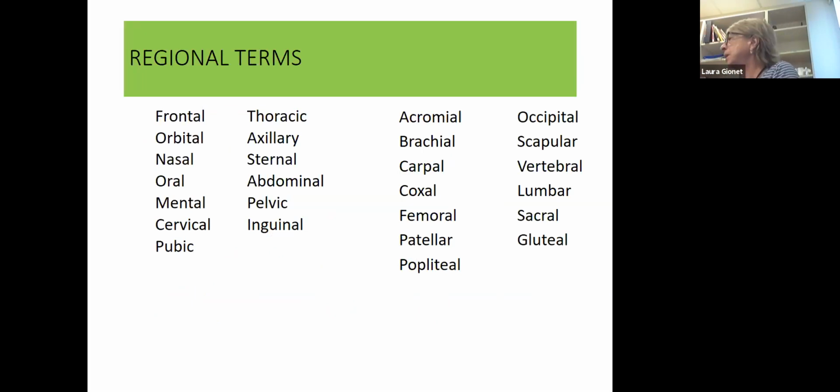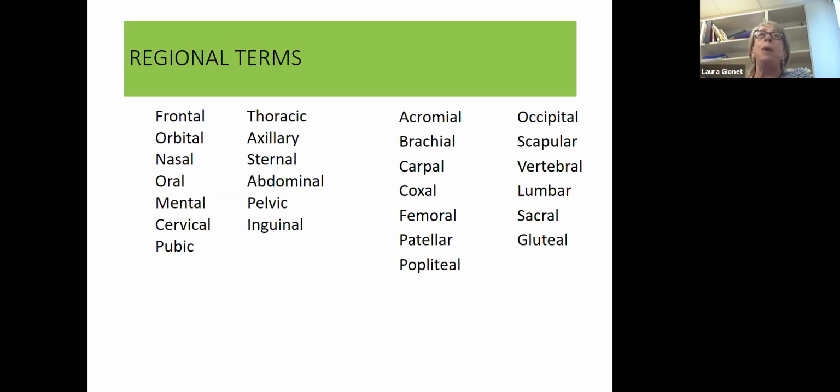Regional terms. Regional terms are kind of AKAs for areas of the body. Frontal refers to the front of the body. We have a frontal bone that's one of the bones of your forehead. Orbital refers to the orbits of the eyes. Nasal refers to the nose. Oral, the mouth. Mental is the chin, believe it or not. And this is where medical terminology classes really help to go through a large number of these terms and how they're used. We have the mental foramen, which are bone passageways in the jawbone for nerves and blood vessels to pass through.